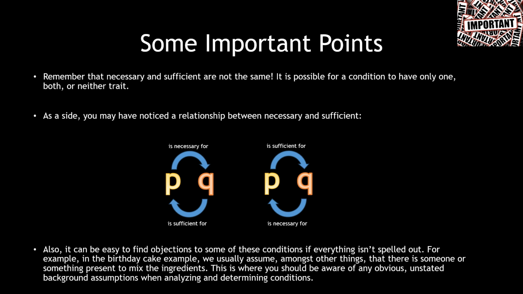Also, it can be easy to find objections to some of these conditions if everything isn't spelled out. For example, in the birthday cake example, we usually assume, amongst other things, that there is someone or something present to mix the ingredients. This is where you should be aware of any obvious, unstated background assumptions when analyzing and determining conditions. With that all said, make sure to correctly identify what is necessary and what is sufficient, and remember to take care and think critically.